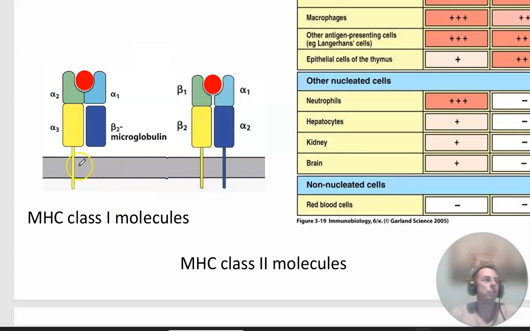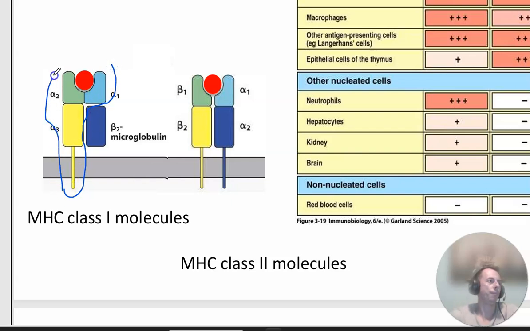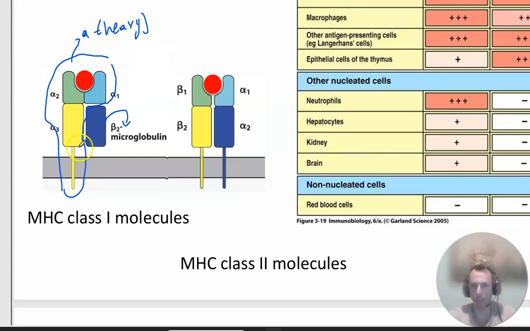MHC class 1 molecules consist of a single alpha chain, this one, alpha chain, it's also the heavy chain of the molecule. It has three domains, alpha 1, alpha 2 and alpha 3. And there's also a smaller one, the beta 2 microglobulin chain. So it's a one protein complex with one heavy chain and one smaller chain.